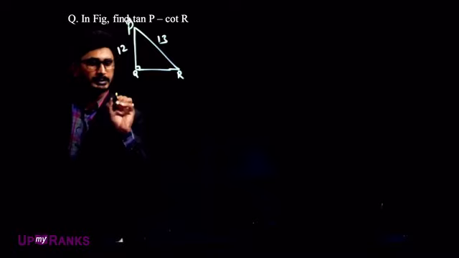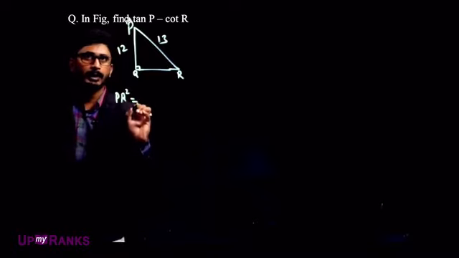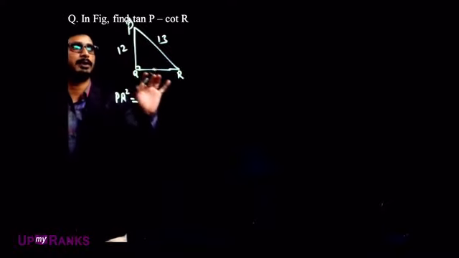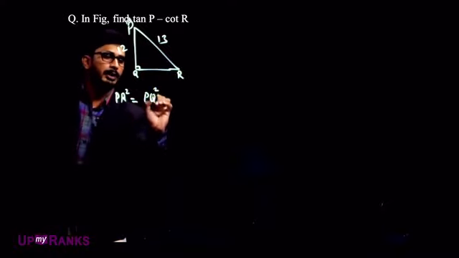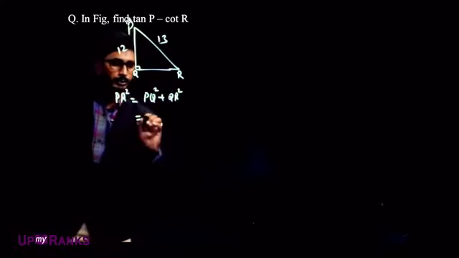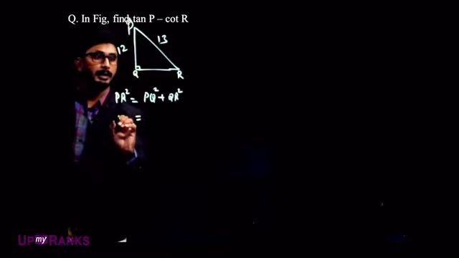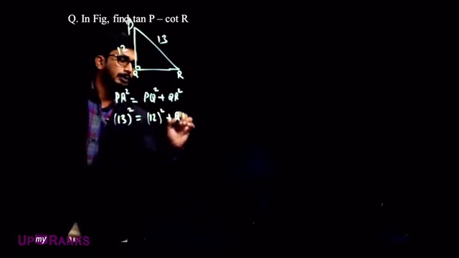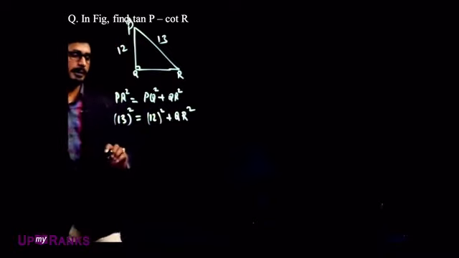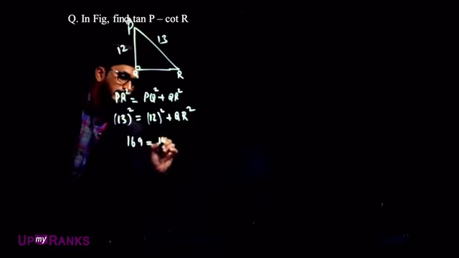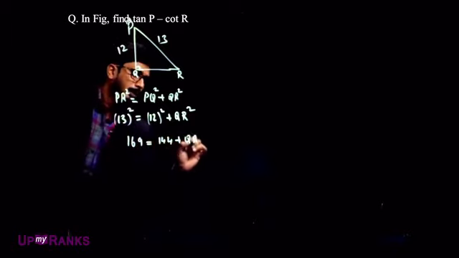From the Pythagoras theorem, the hypotenuse square is equal to the sum of the squares of the other two sides. So PR square is equal to PQ square plus QR square. PR is 13, so 13 square is 169, which is equal to 12 square, which is 144, plus QR square.